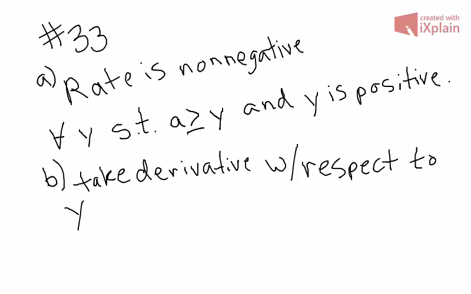So the rate is non-negative for, this symbol here, the upside down A, is for all y such that a is greater than or equal to y. Because this says non-negative, it doesn't say positive. So it could be a 0 too. So if a equaled y, then this would all go to 0, and that's okay because that's non-negative.